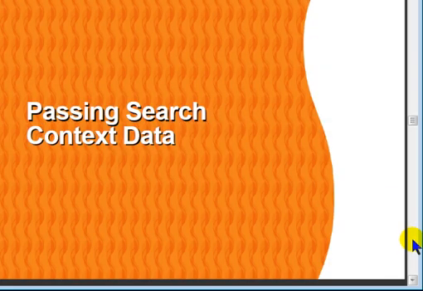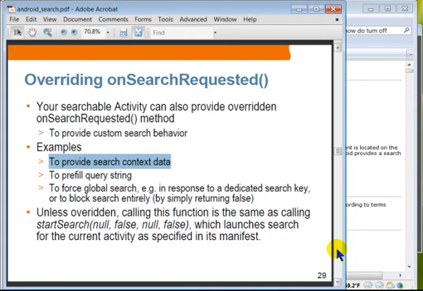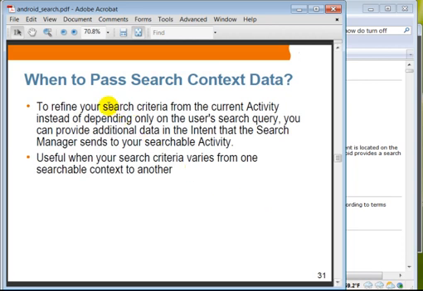Okay, so passing context data. This is something I just briefly mentioned. Again, you can pass this context data by overriding the onSearchRequested method. So when to pass context search data? To refine your search criteria from your current activity instead of depending only on the user's search query string. It's actually useful when your search criteria varies from one searchable context to another. For example, maybe you provide context data indicating whether the search is done in the morning or in the afternoon, and you might actually search differently.